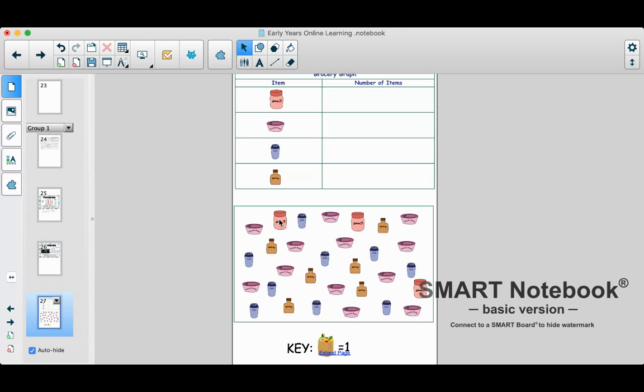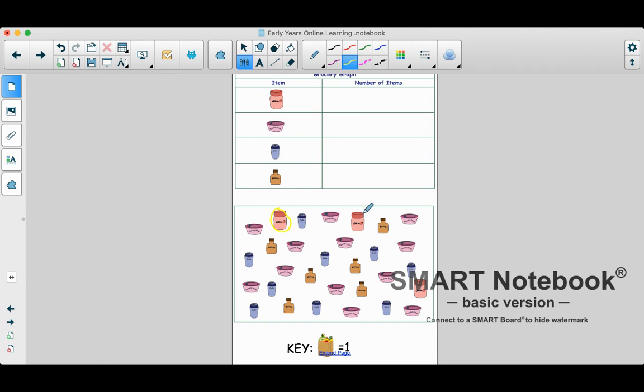So let's start off with jam. How many people enjoy buying jam when they're grocery shopping? Well, what we need to do is count the number of jam pictures we see. So, let's count. We have 1, 2, and 3. So how many grocery bags do I need to drag up here? 3, very good. 1, 2, 3.